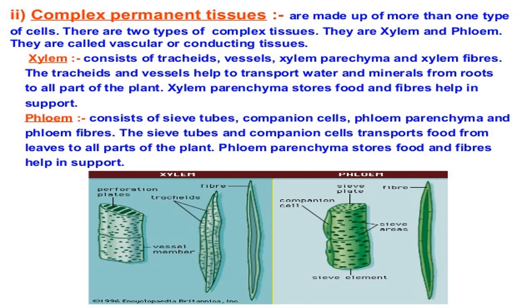Now phloem consists of sieve tubes, companion cells, phloem parenchyma and phloem fibers. These are the four kinds of cells which are present in the phloem tissue. Now the sieve tubes and companion cells transport food from leaves to all parts of the plant, and phloem parenchyma stores food, and fibers help in support. Now out of the four, except phloem fibers, all the phloem cells are living cells. So phloem fiber is made up of dead cells, and the rest, that is the companion cells, sieve tubes and phloem parenchyma, are all living cells.